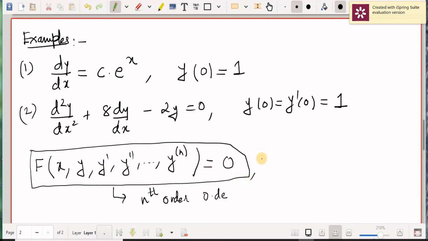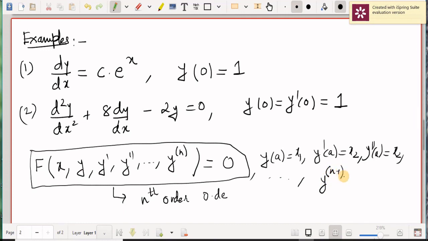Okay, so suppose I take a specific point as a, then the initial conditions will be given as y of a equal to say some x1, y prime of a is equal to x2, y double prime at a is equal to x3, and this goes on till the nth initial condition will be y raised to n minus 1, that is the n minus 1th derivative of y at a point a, is equal to say xn. Okay, so this is how the initial value problem looks.